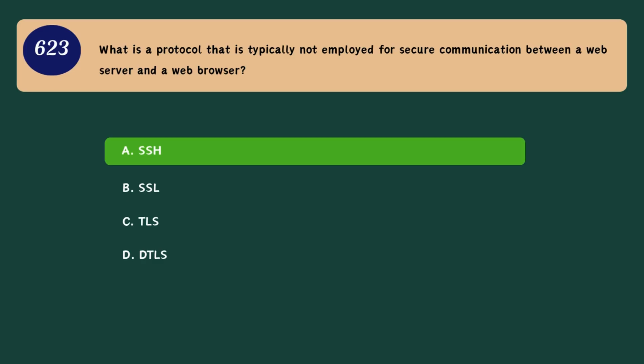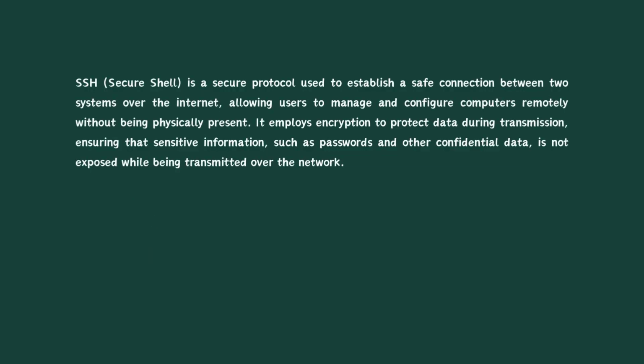Correct answer. A. SSH. SSH, Secure Shell, is a secure protocol used to establish a safe connection between two systems over the Internet, allowing users to manage and configure computers remotely without being physically present. It employs encryption to protect data during transmission, ensuring that sensitive information, such as passwords and other confidential data, is not exposed while being transmitted over the network.